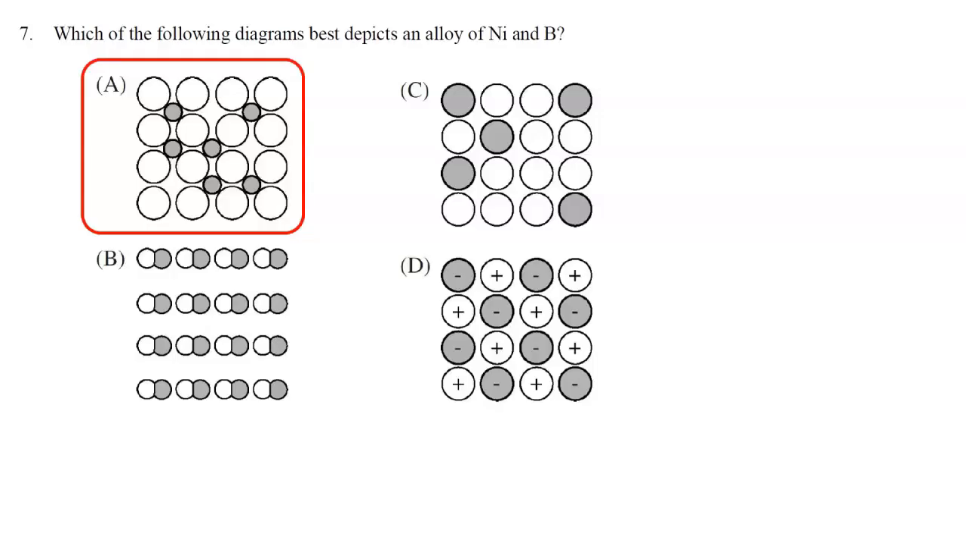And you can see in this diagram that the smaller gray circles would be the smaller boron atoms that are fitting in between the spaces of the larger white circles representing the larger nickel atoms. And just as a point of comparison, choice C in question 7 would represent a substitutional alloy. Again, the correct answer for question 7 is choice A.